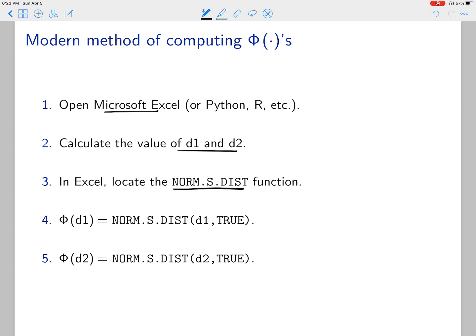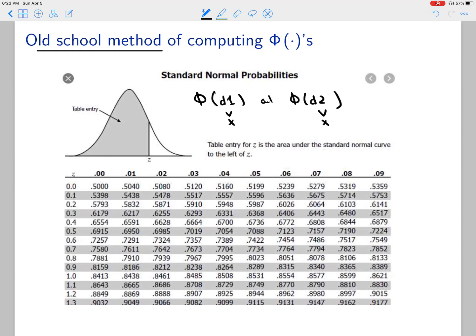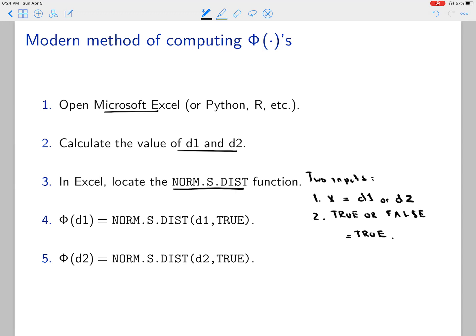The NORM.S.DIST function is going to take two inputs. The first input is going to be x. This is going to be either D1 or D2. And the second input is going to be true or false. What you want to input is true. It's going to ask, do you want to use the cumulative distribution function or not? So you put true, yes, I want to use the cumulative distribution function. If you put false, it's going to give you the probability density function, the PDF, which is the first derivative of the CDF, which is not what you want in this class.